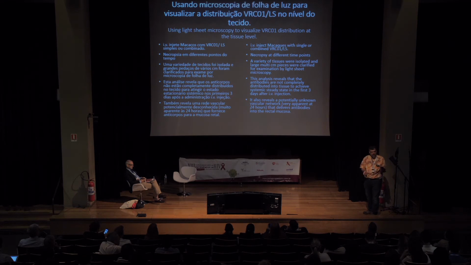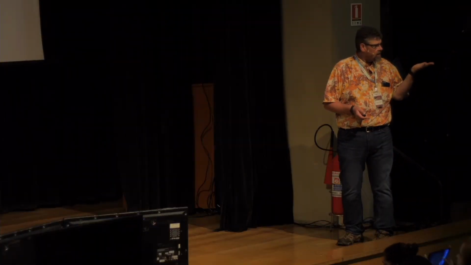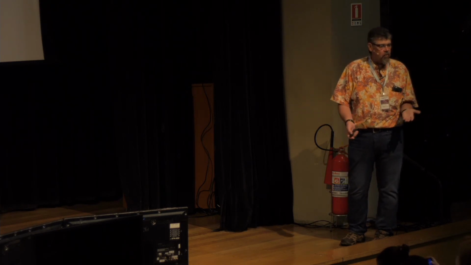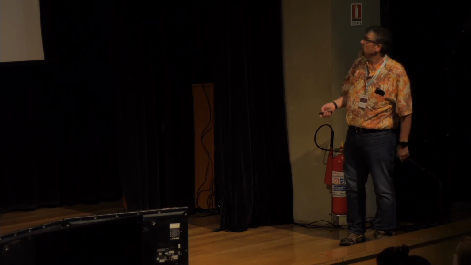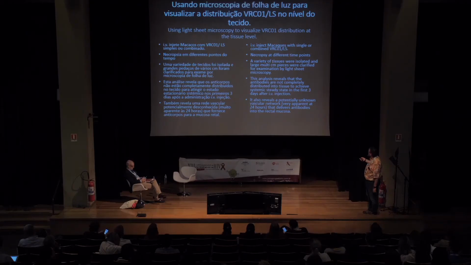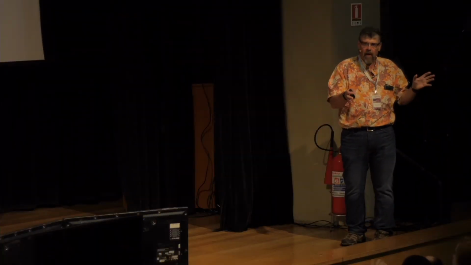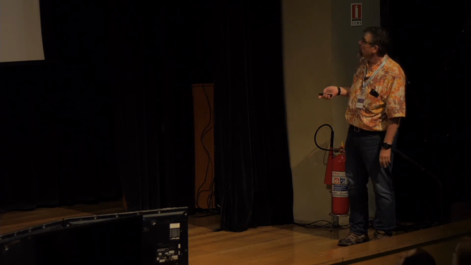So now what we're doing is looking at different time points to get a sense of the distribution and looking for differences between VRC01 and VRC01 LS. We can either do one at a time, or we can label VRC01 one color and VRC01 LS another color, and then watch them going together.